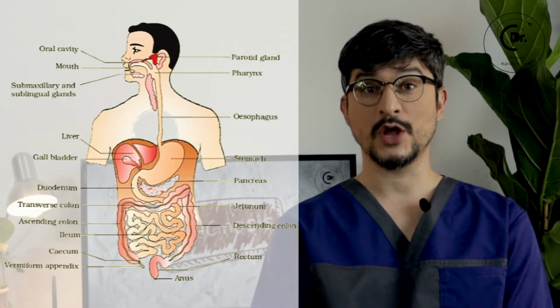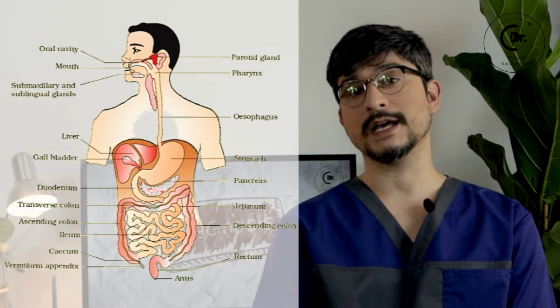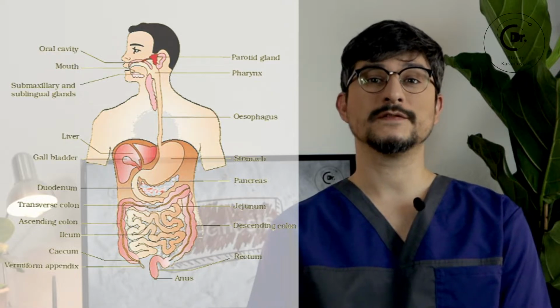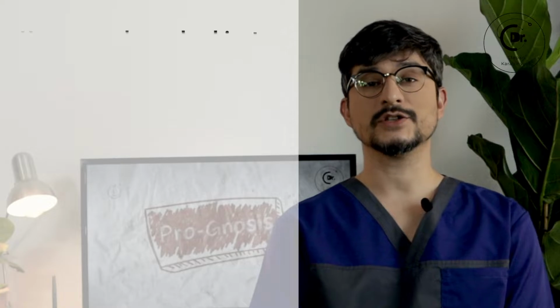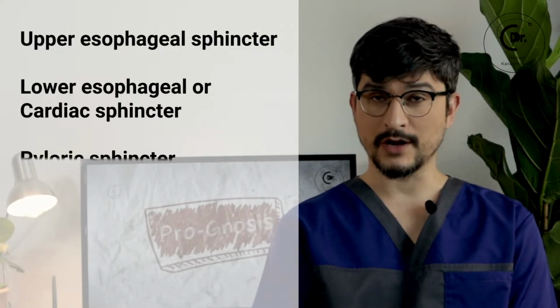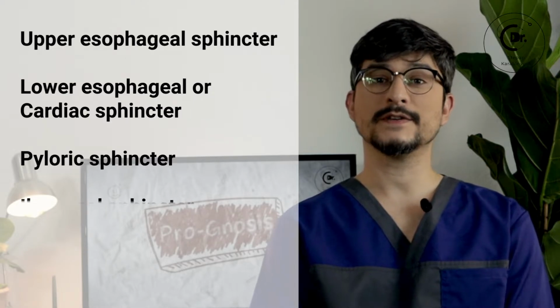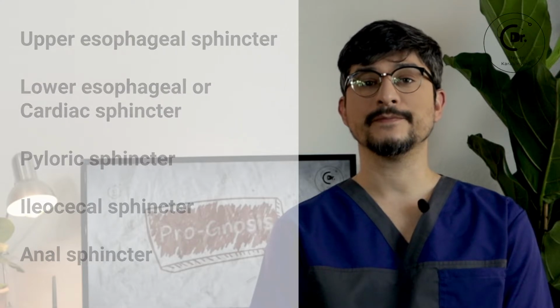This time, we'll open a chapter of infectious diseases of the digestive system. Let's remind ourselves of all the parts of the digestive tract. It starts with the oral cavity and throat, or pharynx, esophagus, stomach, small and large intestine. All parts of the digestive system are separated by anatomical structures, or sphincters, such as the upper esophageal sphincter, lower esophageal sphincter or cardiac sphincter, pyloric sphincter, ileocecal sphincter, and anal sphincter.